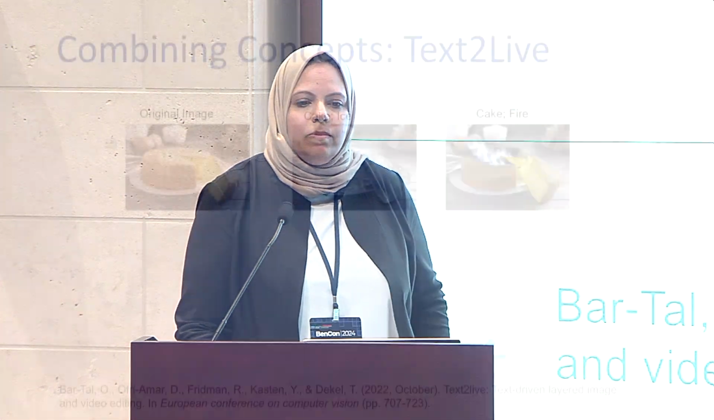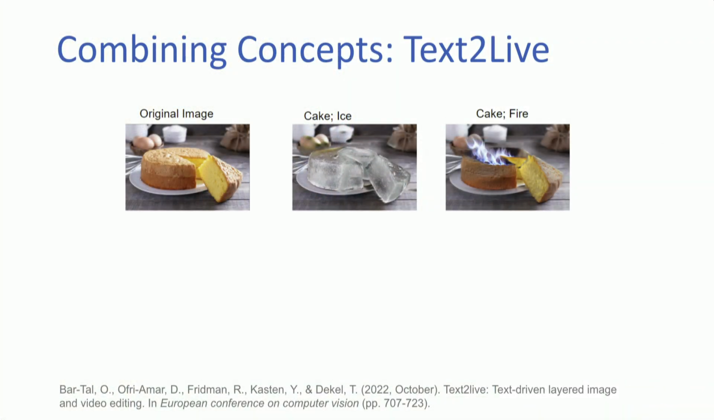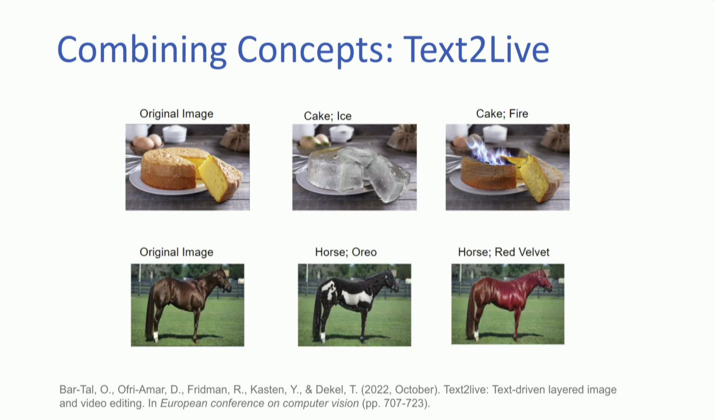Okay? Another example, if you give it an image of a horse, you can ask for an Oreo horse or a red velvet horse. I'm pretty sure the models haven't seen these examples, but they know what Oreos look like and other desserts, and they know what horses look like, and so they could combine such concepts.